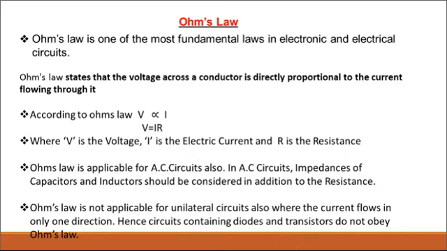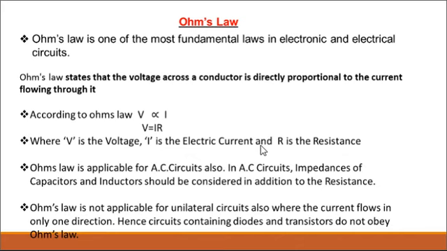And Ohm's Law states that the voltage across a conductor is directly proportional to the current flowing through it. So V is always proportional to I, and V is equal to IR, where V is the voltage, I is the electrical current and R is the resistance.